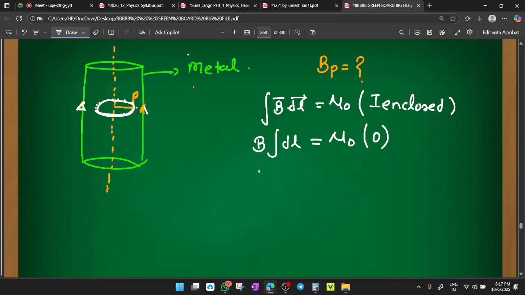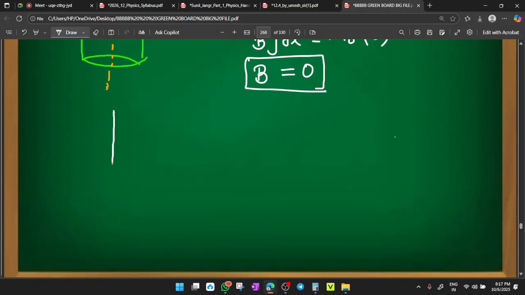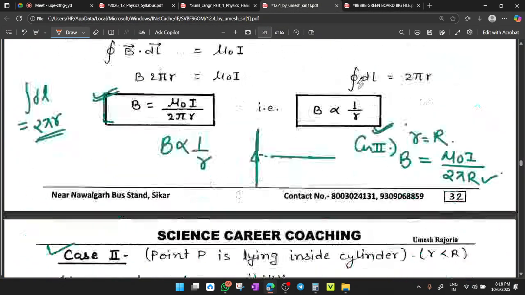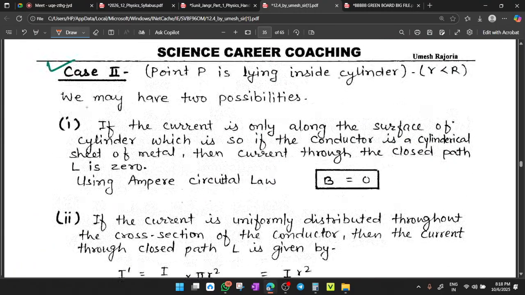So B equals what? 0. Understood? So you have been given a metallic conductor, a metallic rod of any thickness, and the question is asked to find the intensity of magnetic field inside this rod. Answer: B equals 0. There is no magnetism inside the material of the rod. So B equals 0. The same case is mentioned over here, B equals 0.